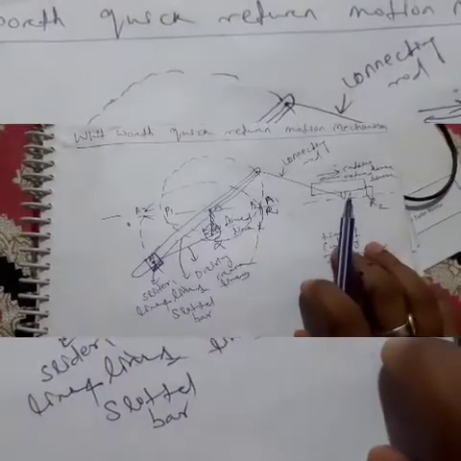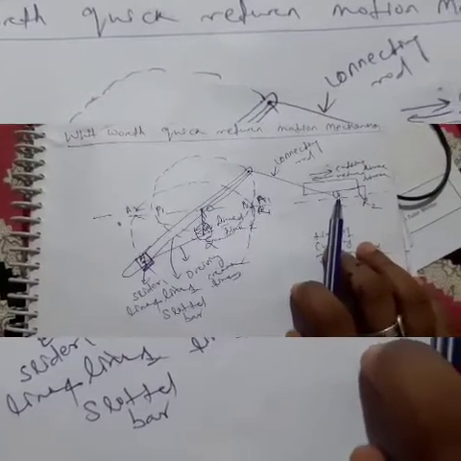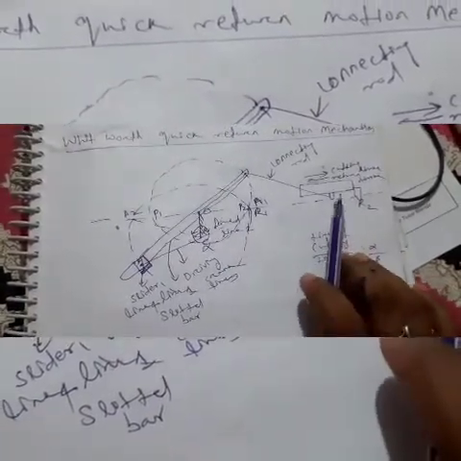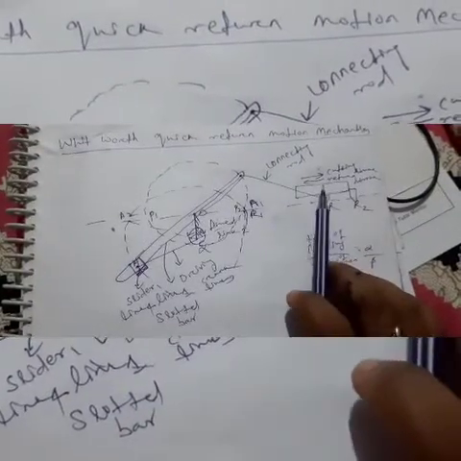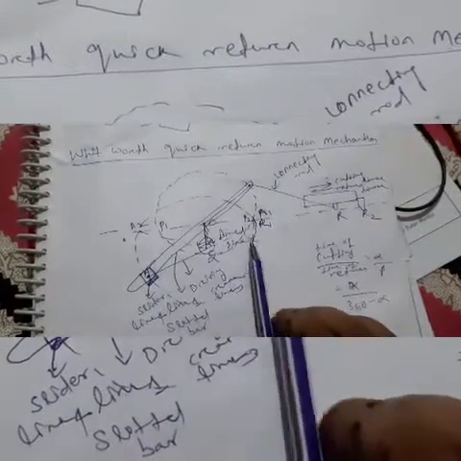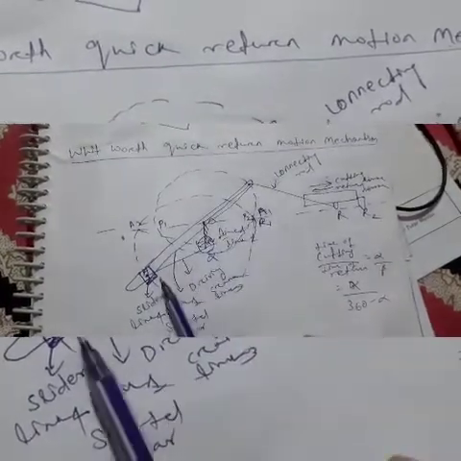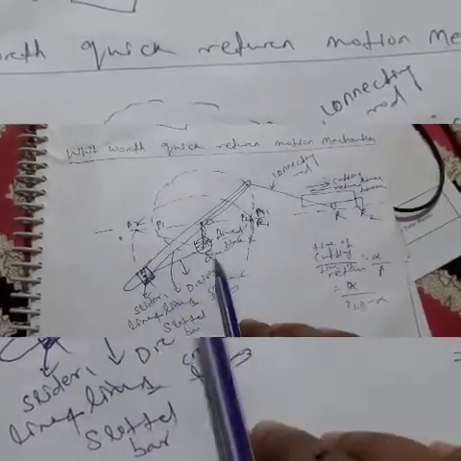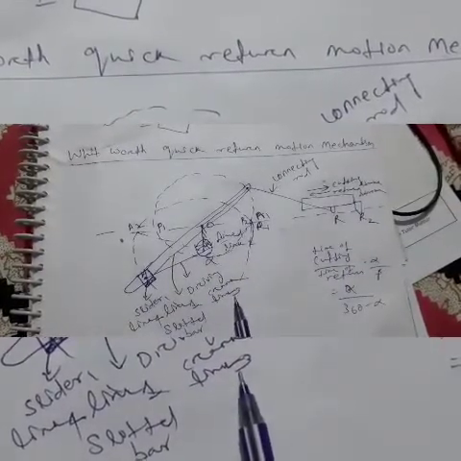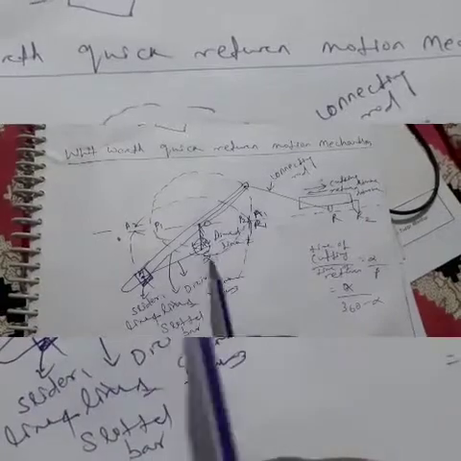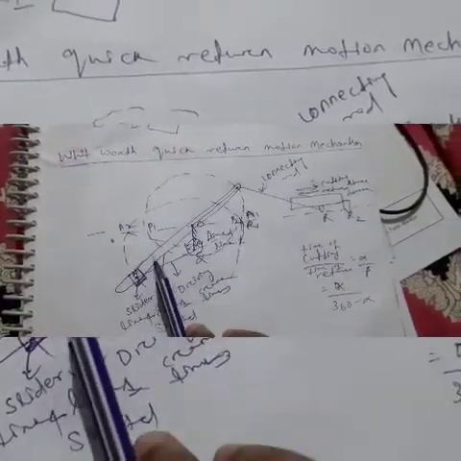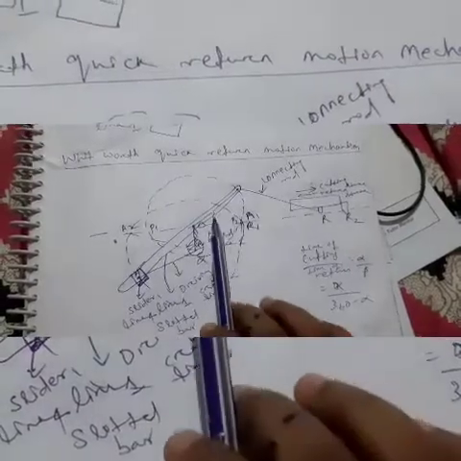Next is the Whitworth quick return mechanism. It is also used in shaping and slotting machine. Here also we reduce the time of return stroke, so we call it a quick return mechanism. So here this is a fixed link, we'll consider as link 1. This is the crank, so we call it link 2, and this slider is link 4, and this slotted bar is link 3. So there are 4 links.